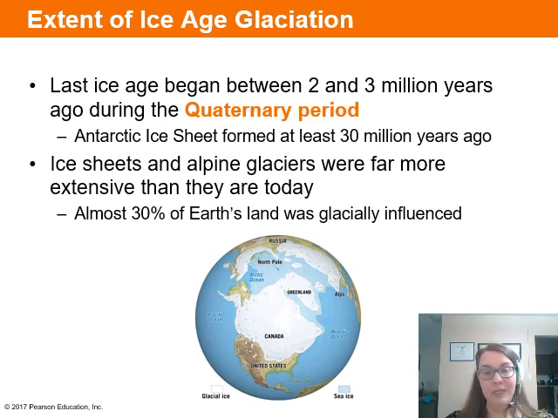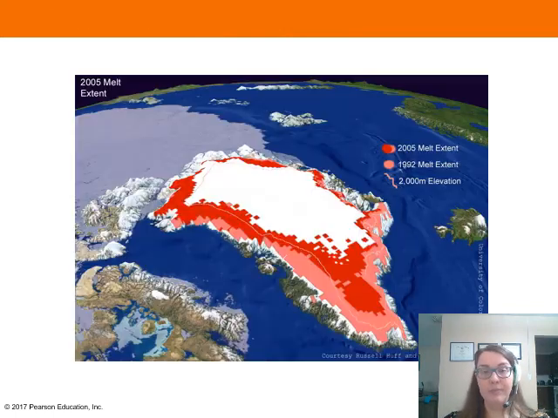So naturally, we do see periods when ice is going to expand, when it's a little bit colder. And we're also going to see periods where the ice is going to retreat and get smaller when the earth has warmed a little bit. But this is very different than what we're seeing today.